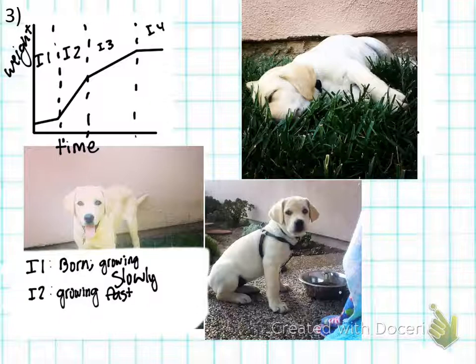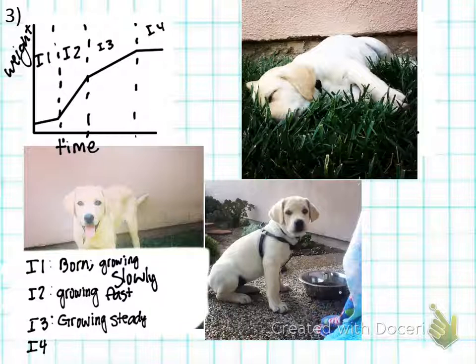Okay, interval three, what's happening? Is she still growing? Yes. Fast? I think she's growing steadily, okay? Growing steady. And lastly, the last interval, what's happening? She's fully grown, right? Is she shrinking? No. And of course, does her weight ever get less? No, because she's going to live forever, okay? Fully grown. She'll never die.